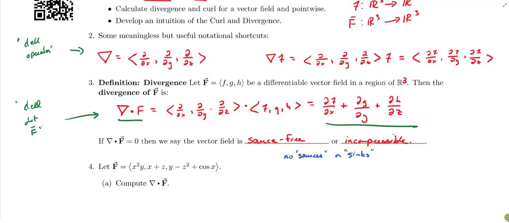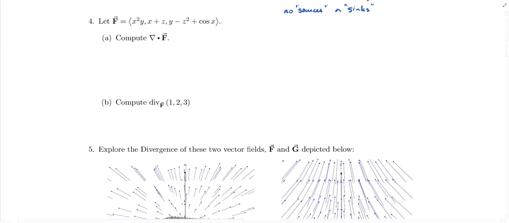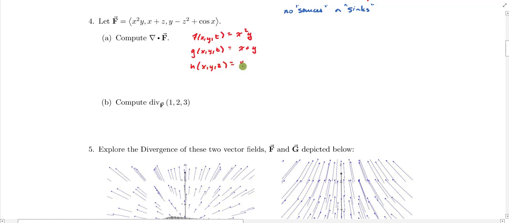So before we get into some more intuitive examples, let's just do the rote calculations here. So here we've got this vector field f, and I've given it by these three component functions here. The function f of x, y, z is the function x squared y. The function g of x, y, z is the function x plus y, and the function h of x, y, z is the function y minus z squared plus the cosine of x.